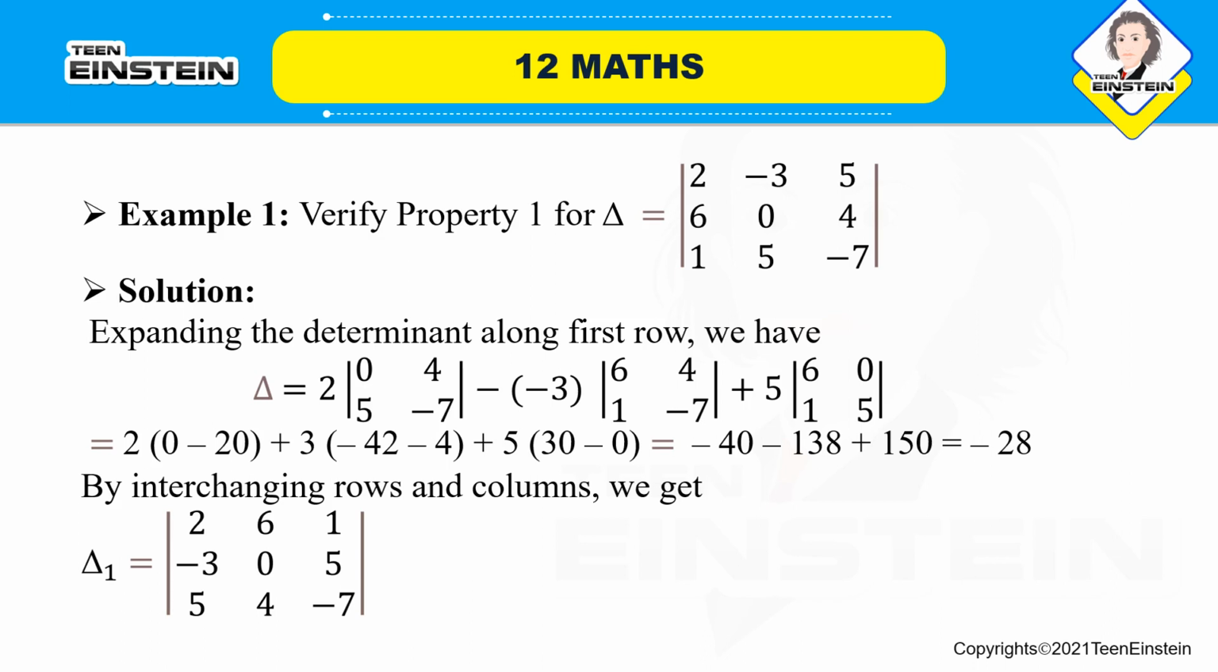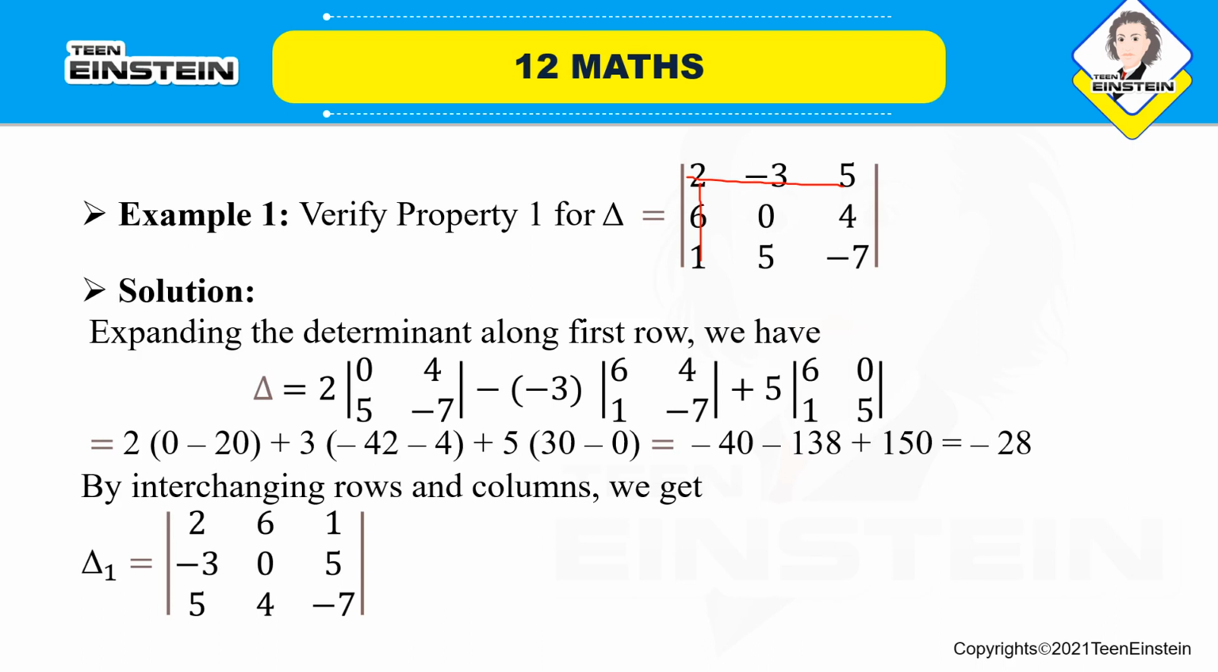Okay, I am going to find the value of delta. For that, I am expanding the given determinant delta along the first row, right? So what is delta? 2 into, if you delete the row and the column having the element 2, then you will be getting 0 4 5 minus 7, a 2 by 2 determinant.